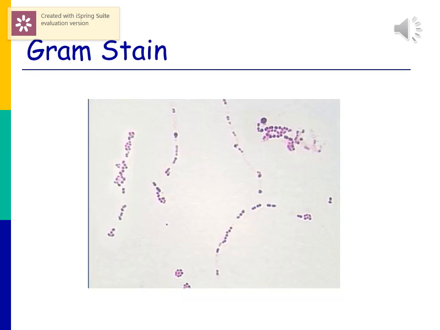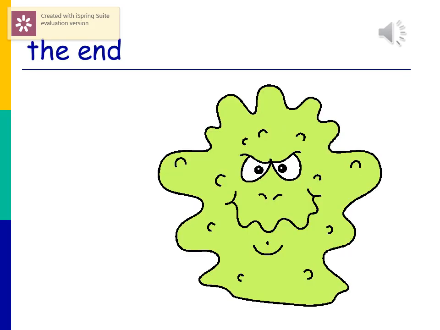Here's a Gram stain of one of the colonies growing up on that plate. You can see nice gram-positive cocci. So hopefully you know exactly what that organism is.